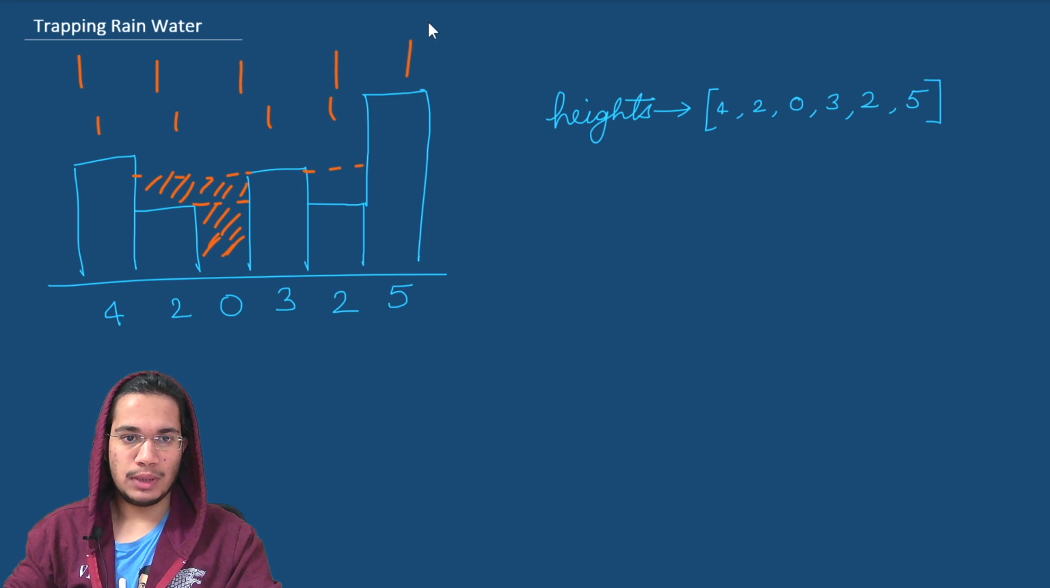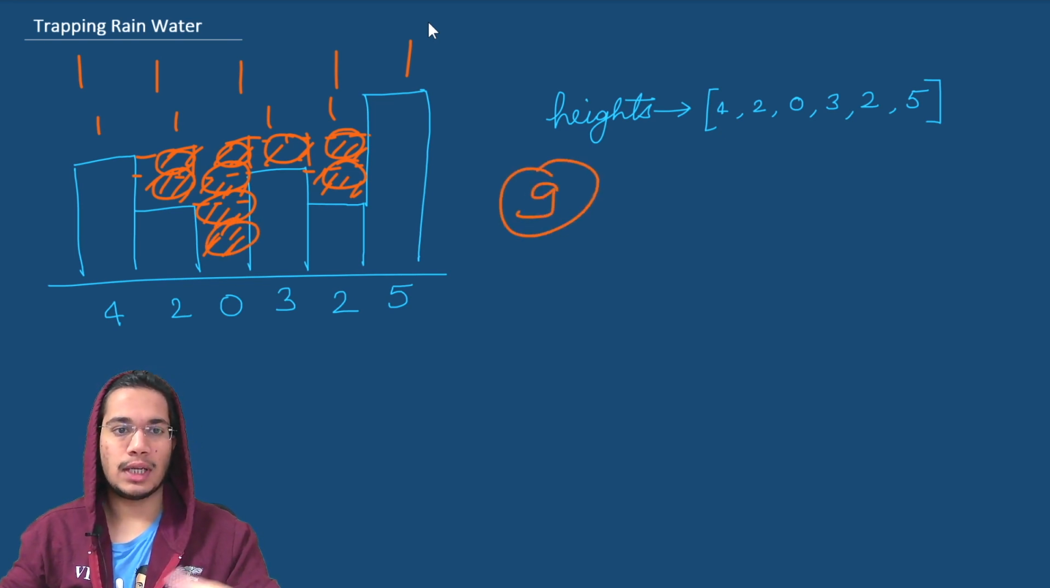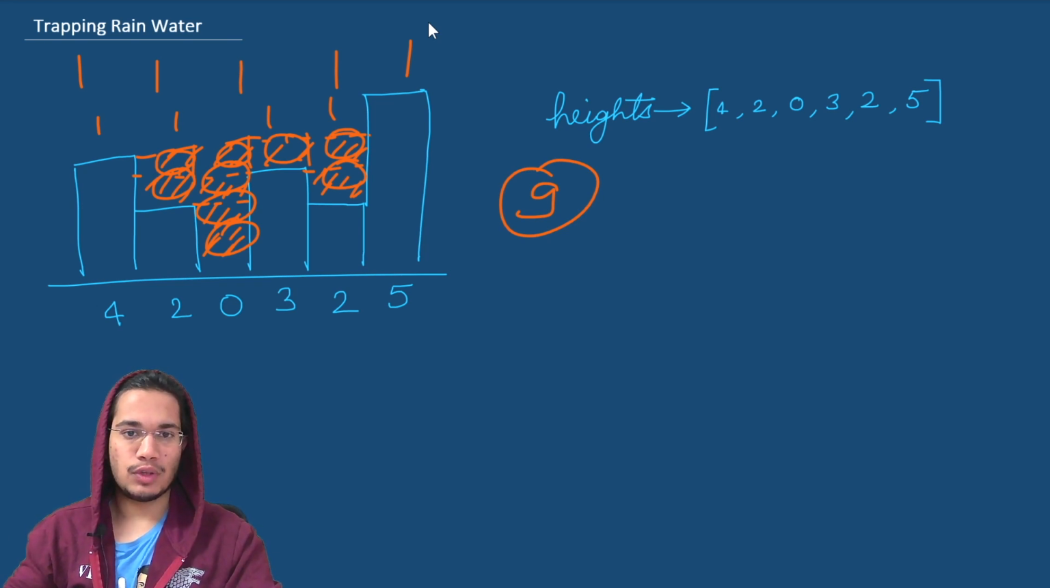Now between these two buildings, 1 unit can get stored here, and since this building and the last building can also store water, 1, 2, 3 and 4, so 4 units of water can also get stored here. So basically the total units of water that can get stored is 1, 2, 3, 4, 5, 6, 7, 8 and 9. So the total amount will be 9 units of water, which is our answer. And this value 9 is what we want to return.